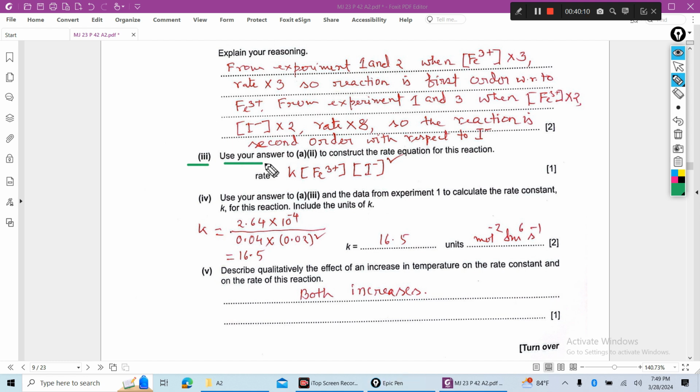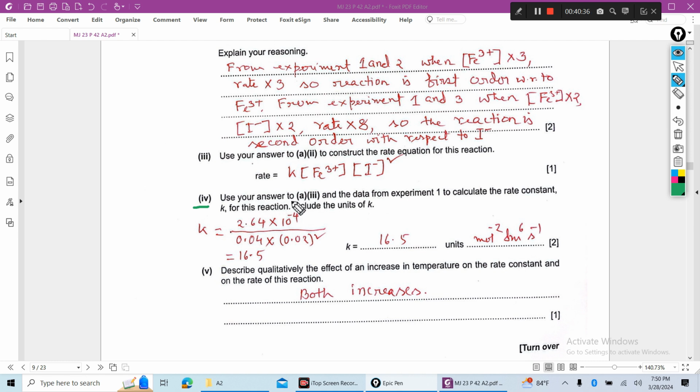Number 3, use your answer 2A2 to construct the rate equation for this reaction. So rate equals k, the rate constant, times the concentration of iron(III) ion, which is first order, and the concentration of iodide ion, which is second order.